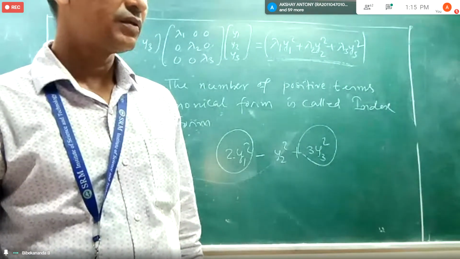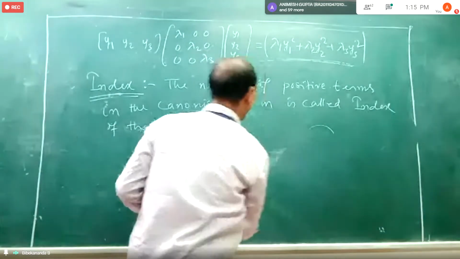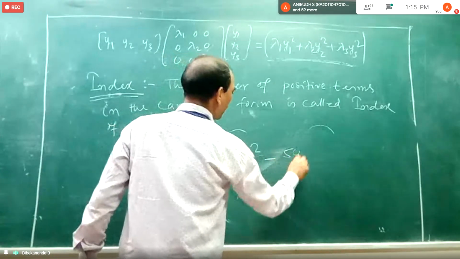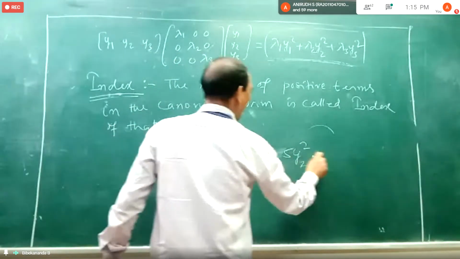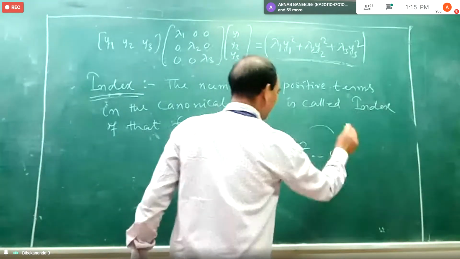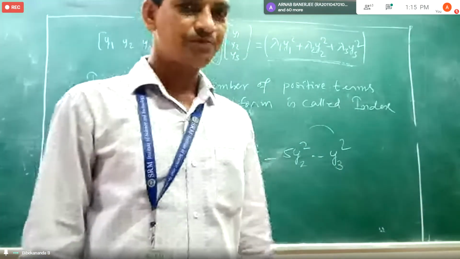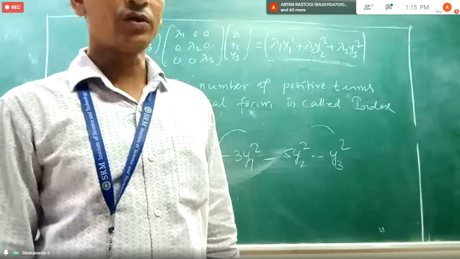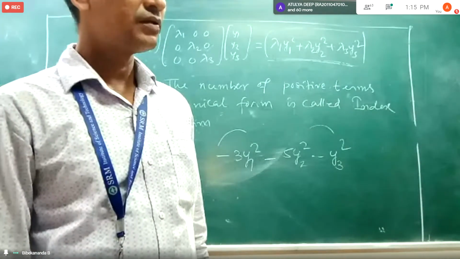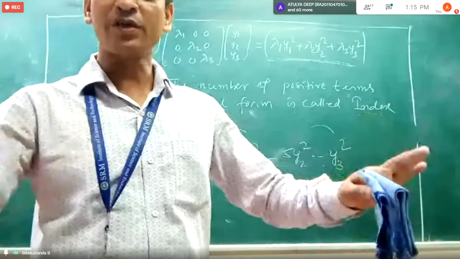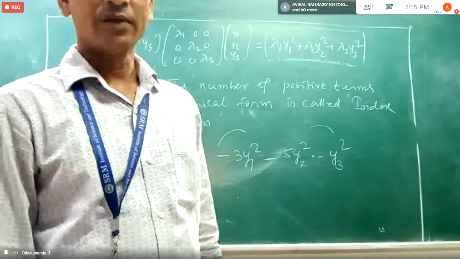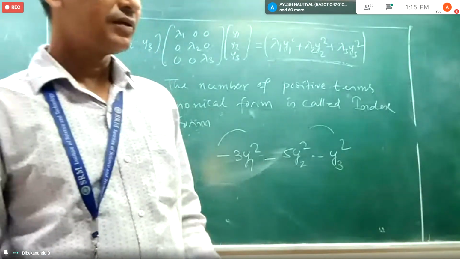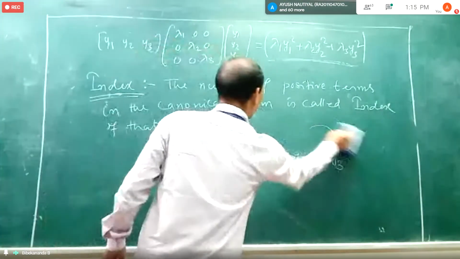Okay. Now suppose I write minus 3y1 square minus 5y2 square minus y3 square. How many terms are there? 3. Is there any positive term? No, sir. What will be the index? 0. Because there is no positive term, so index will be 0. So I hope you understood this thing. Then next thing is rank.